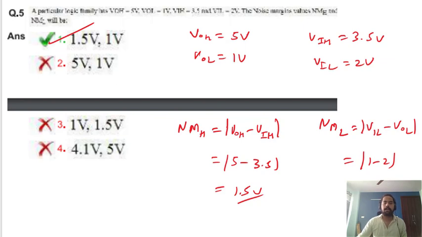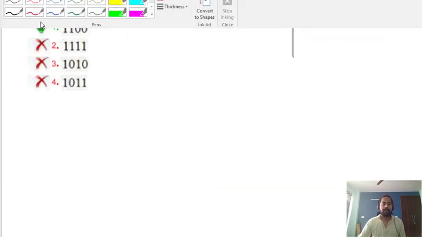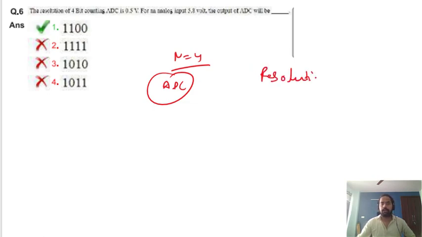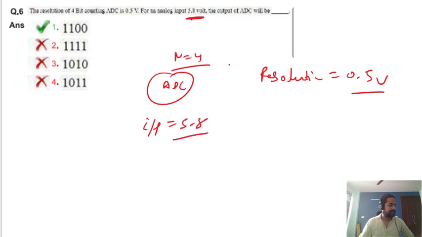Next question. They are saying the resolution of a 4-bit, that is n is equal to 4-bit, counting ADC. They are saying about ADC. Resolution is given as 0.5 volt for an analog input of 5.8 volt. Analog input is given as 5.8 volt. The output of ADC will be.